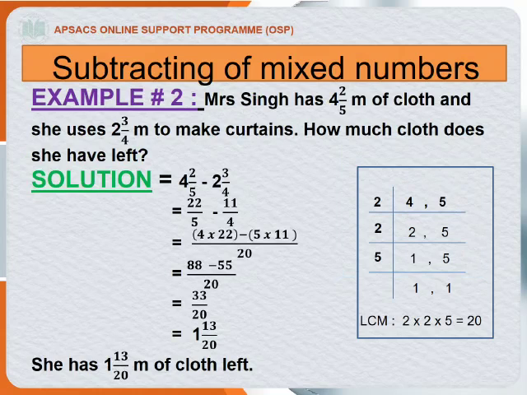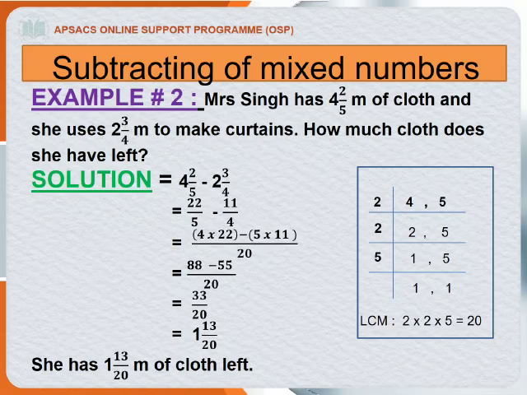Example number 2. Mrs. Singh has 4 whole number 2 out of 5 meter of cloth and she uses 2 whole number 3 out of 4 meter to make curtains. How much cloth does she have left? The word used is left, that means we will subtract. 4 whole number 2 out of 5 minus 2 whole number 3 out of 4.